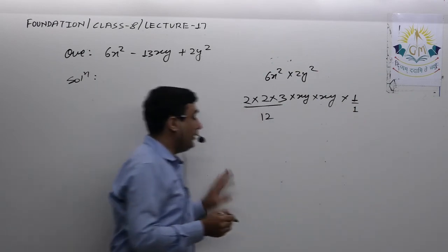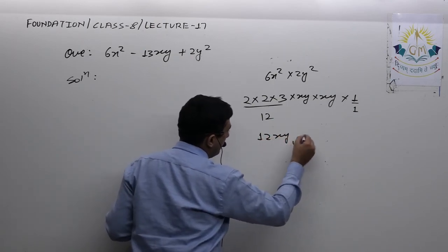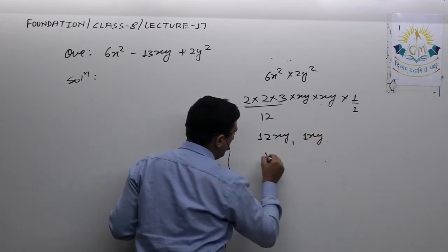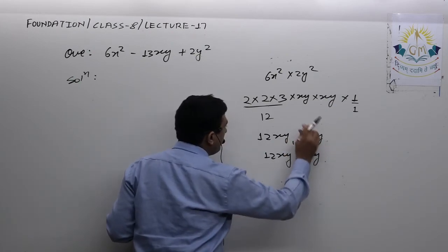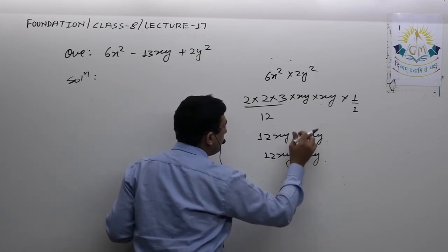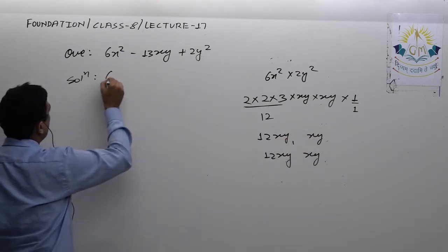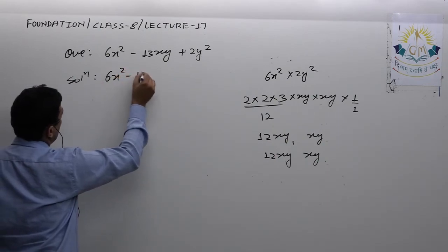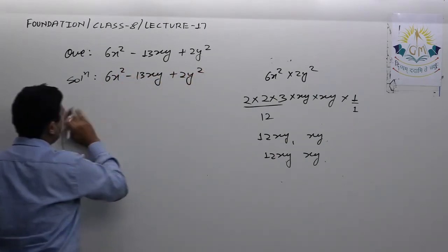12 into 1, 12 plus 1, 13. So factors will be 12xy and 1xy. So better to write 12xy and xy. I know it is 1xy, but it is not good to write 1xy. It is just xy.